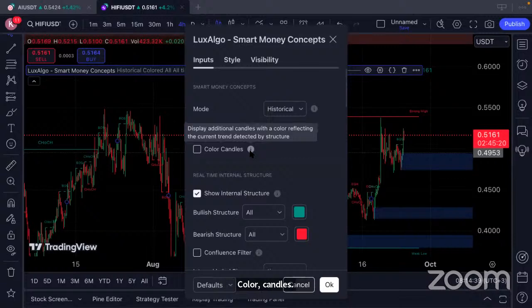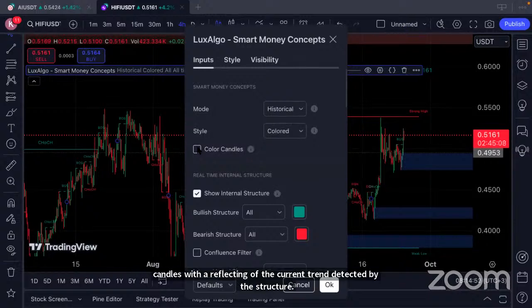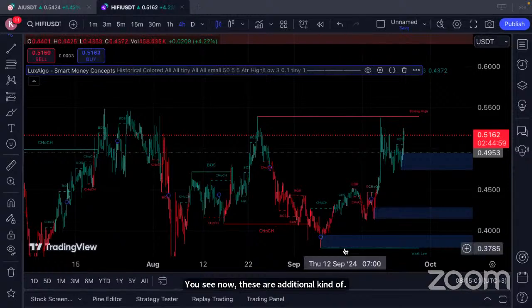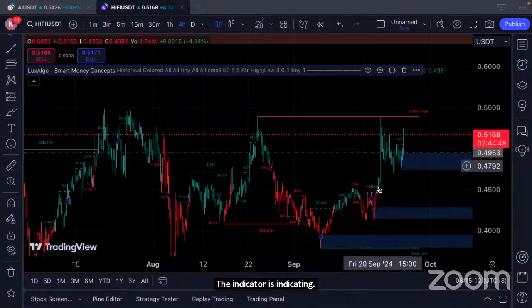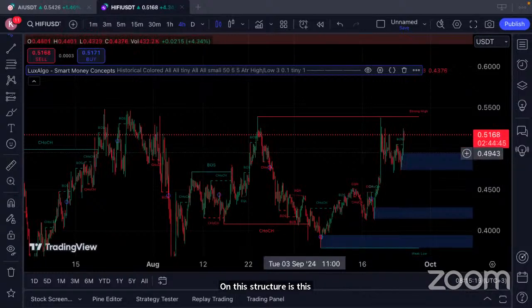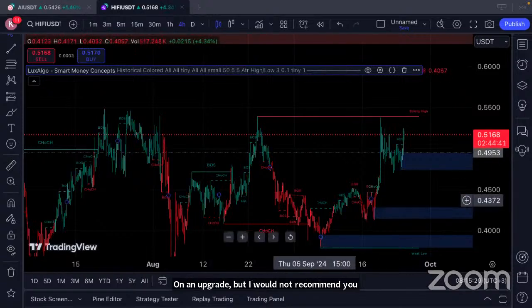Then color candles. When you select color candles, it will display additional candles with a reflecting color of the current trend detected by the structure. So if you come and tick here, it will bring in additional candles. You see now these are additional candles. According to the structure, the indicator is indicating that this coin is on an uptrend. But me, I would not recommend you to switch on color structures.